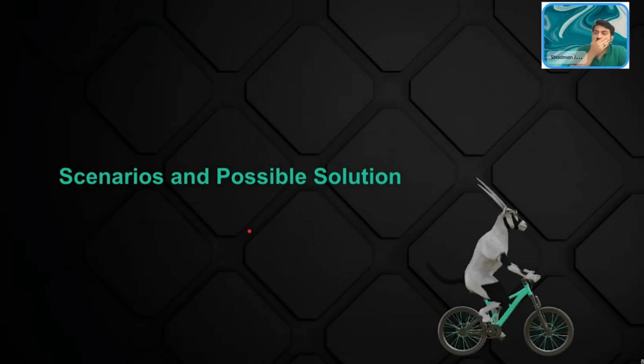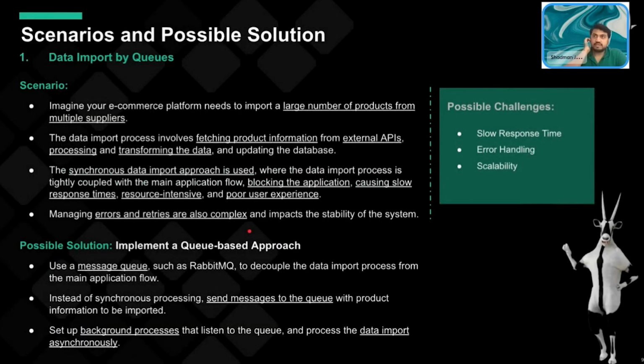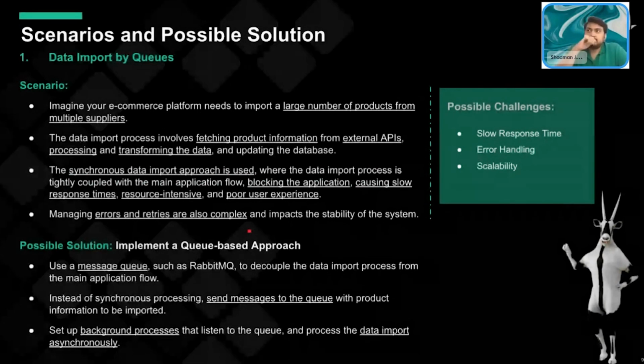Okay, some scenarios and possible solutions which we normally face. First scenario, data import by queues. Imagine you have a system with a large number of products and multiple suppliers. You need to fetch the product information from external APIs, transform the data and save it into the database. All operations are synchronous, and the application is tightly coupled with the process of the import flow and the application flow.